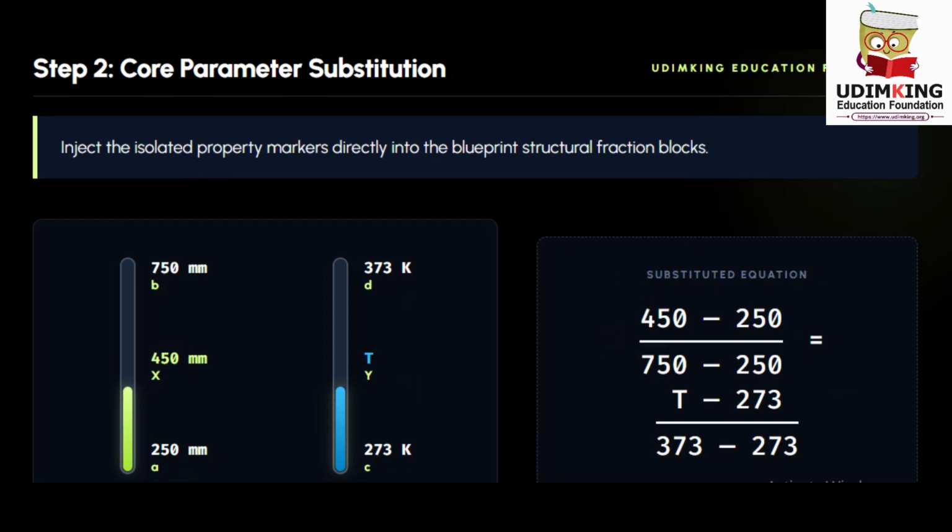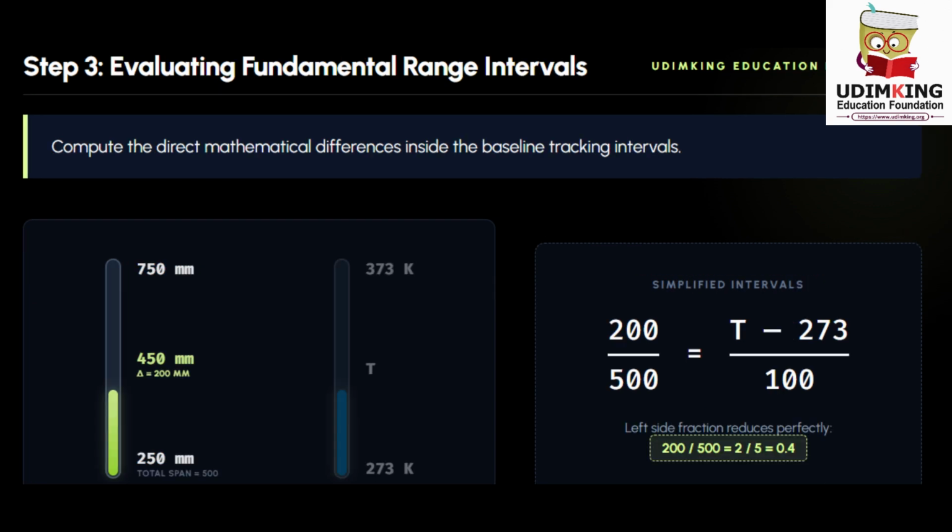Step 2 is core parameter substitution. We inject our isolated property markers directly into our blueprint fraction blocks. This transforms our balanced equation into 450 minus 250 divided by 750 minus 250. This left side is set equal to the Kelvin side expression, which reads T minus 273 divided by 373 minus 273.